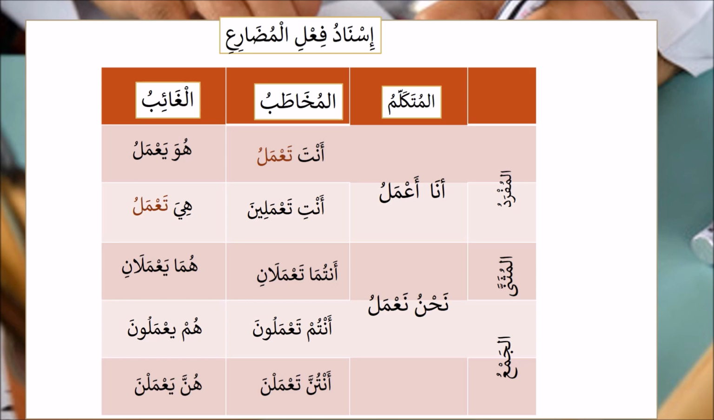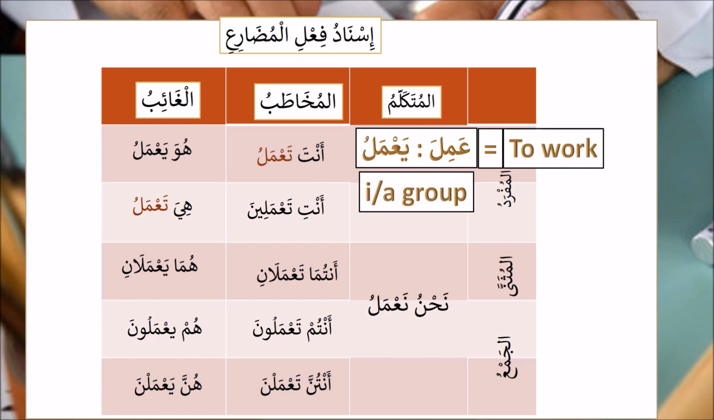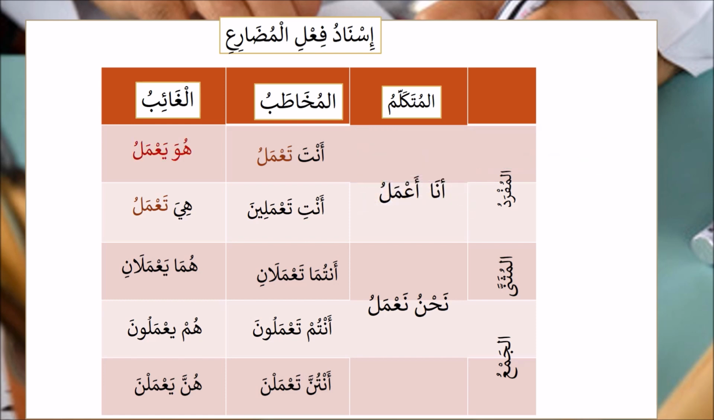The isnad of the mudari' of the verb amila is as follows. Amila ya'malu means to work. Huwa ya'malu, hiya ta'malu, huma ya'malani, hum ya'maluna, hunna ya'malna, anta ta'malu, anti ta'malina, antuma ta'malani, antum ta'maluna, antunna ta'malna, ana a'malu, nahnu na'malu.